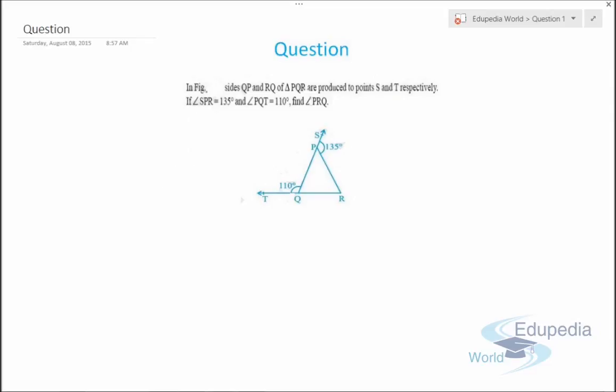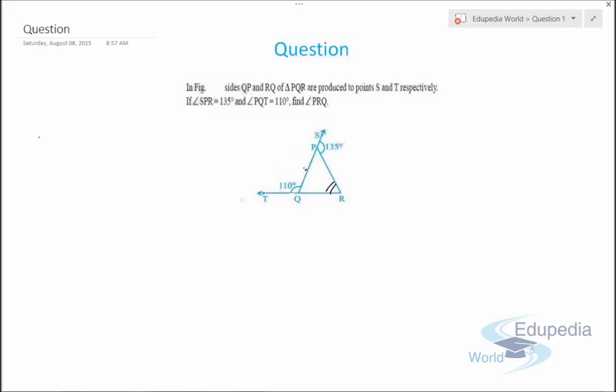Now in the question, it's given in the figure, sides QP and RQ of the triangle are produced to points S and T respectively. If angle SPR is 135 and angle PQT is 110, we need to find angle PRQ. We need to find this angle. Now let's see how we can find this angle.